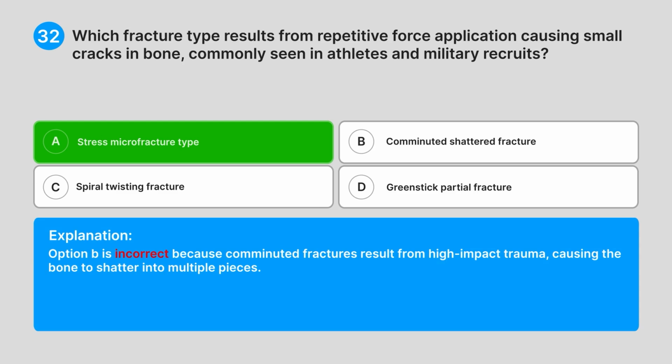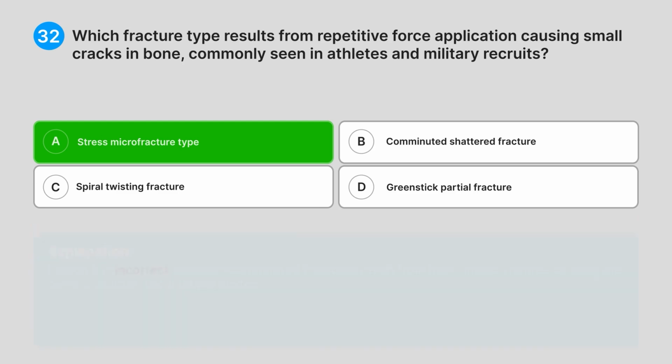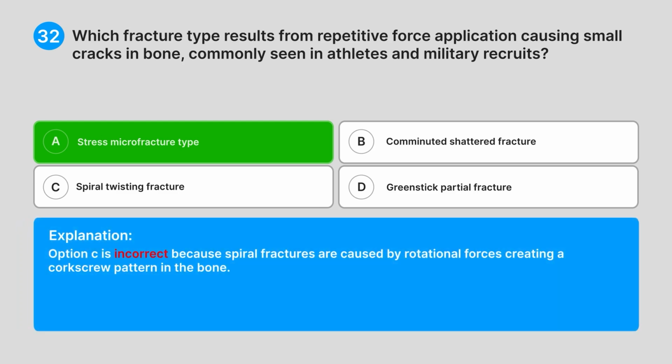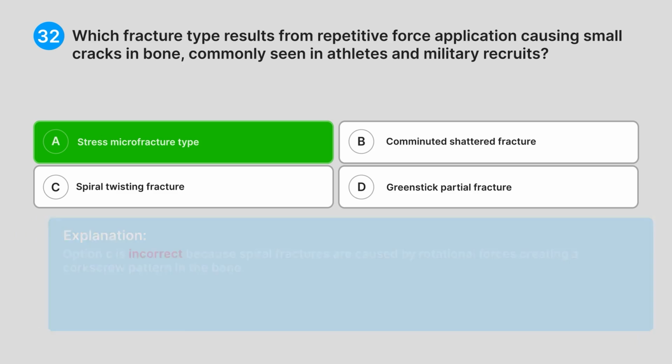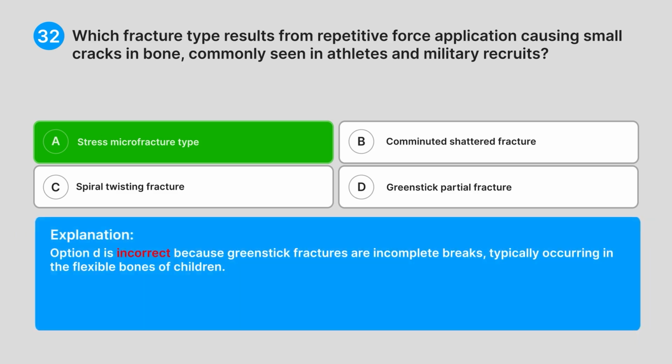Option B is incorrect because comminuted fractures result from high-impact trauma, causing the bone to shatter into multiple pieces. Option C is incorrect because spiral fractures are caused by rotational forces, creating a corkscrew pattern in the bone. Option D is incorrect because green stick fractures are incomplete breaks, typically occurring in the flexible bones of children.